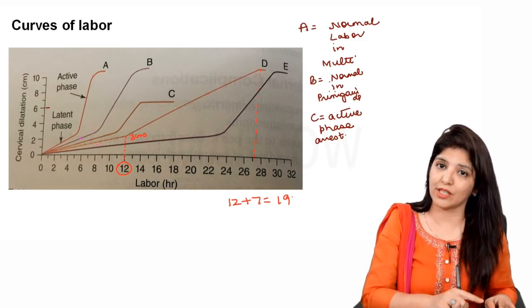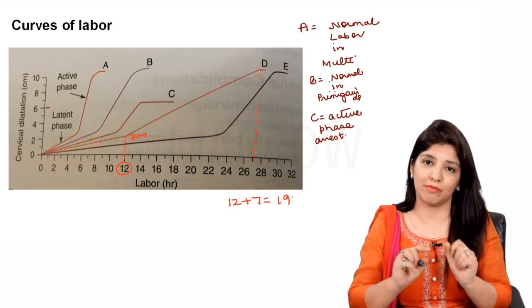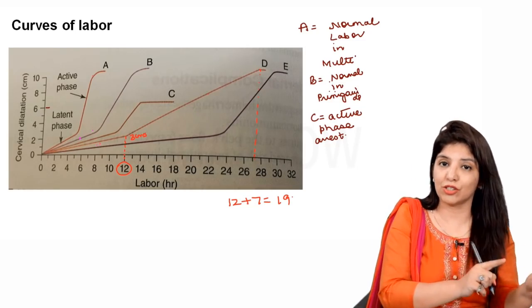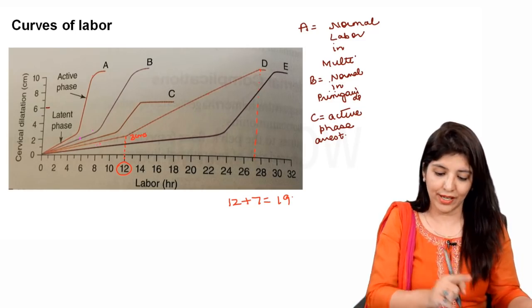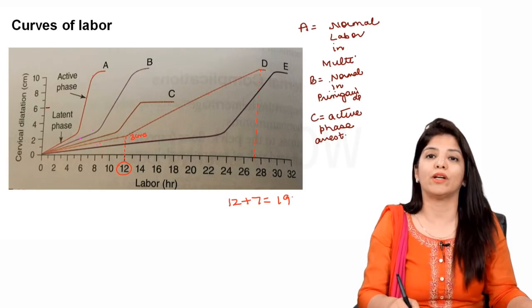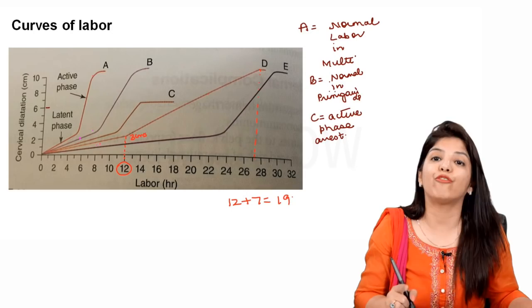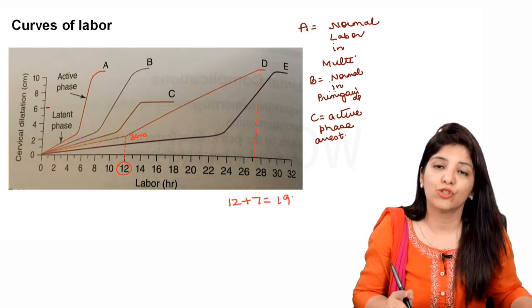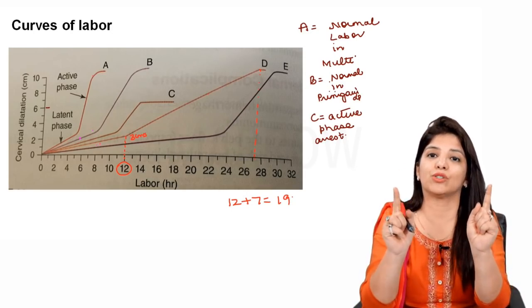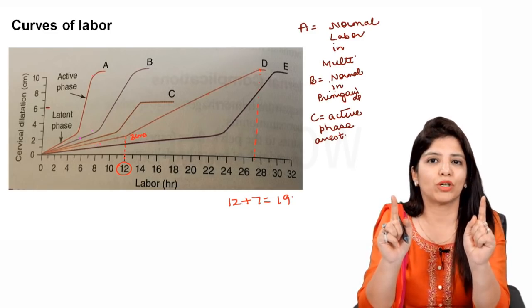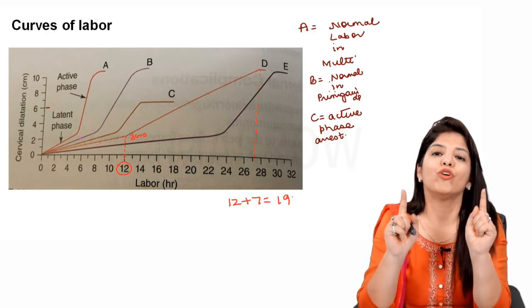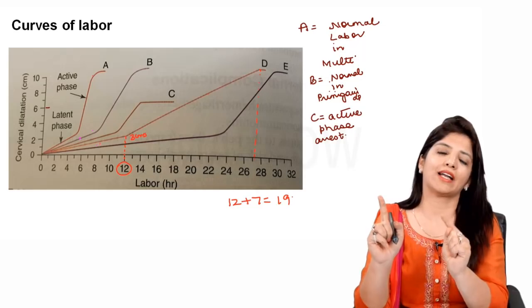So from 3 centimeters to 10 centimeters, 3 centimeters it was at 12 hours, right? And 10 centimeters it is at 27 hours, right? Which means it is taking 15 hours to cover 7 centimeters of dilatation. That means what is the case? It is a case of protracted active phase.